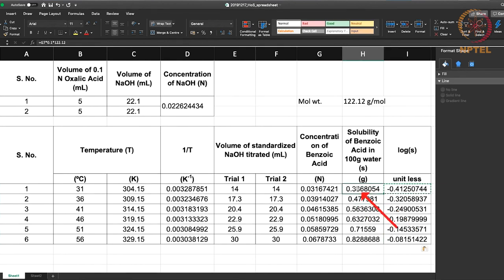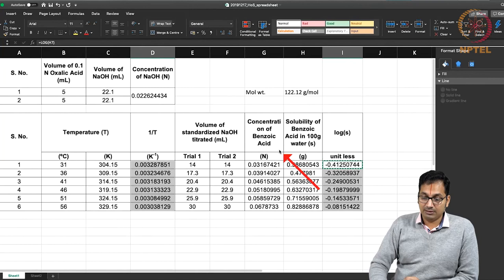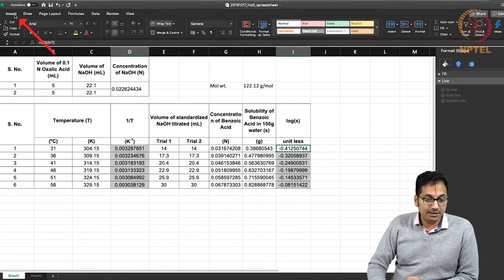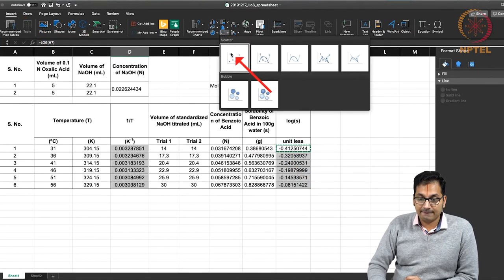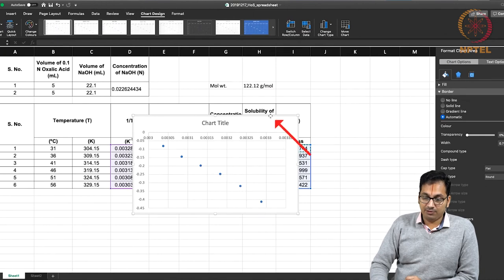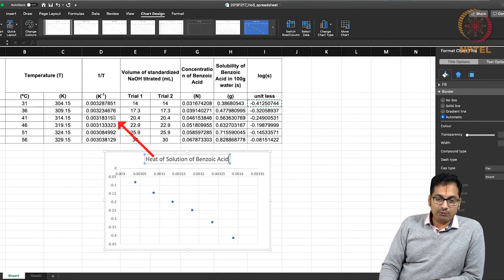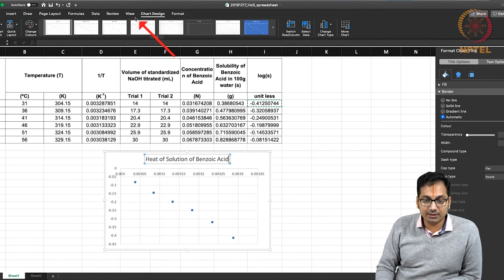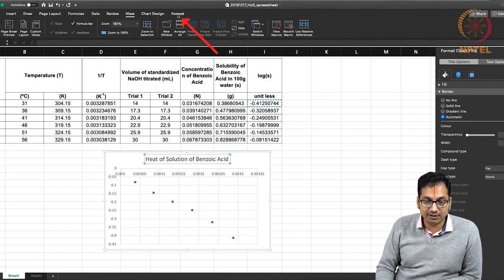Okay. So what you finally end up getting is that from the solubility, you get log of the solubility. The last step that is involved right now is to plot solubility as a function of temperature. So you just select these two and then say insert scatter plot. So now you are able to realize the 1 over s, you can always add legends so that people are able to understand what it is that we are writing.